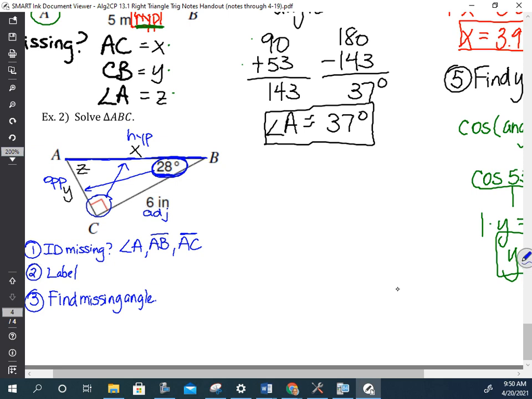What do you say? 118. So 90 plus 28 is 118. Now we take 180 and subtract 118. And you're close with 63. 62. 62 degrees is angle A. So there's our first answer.